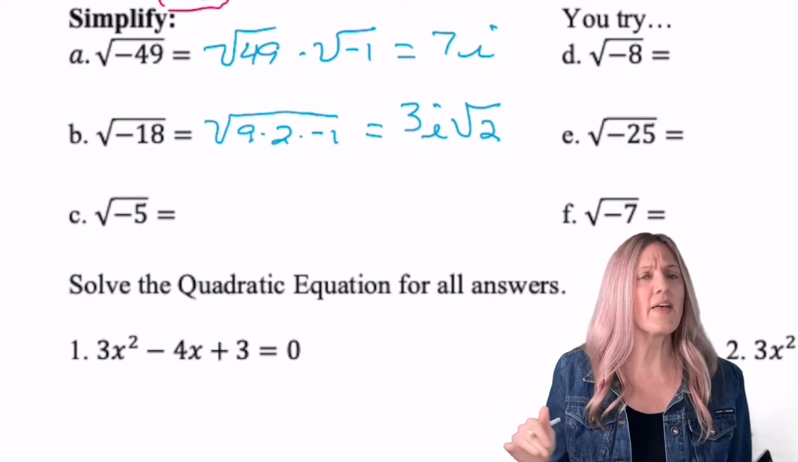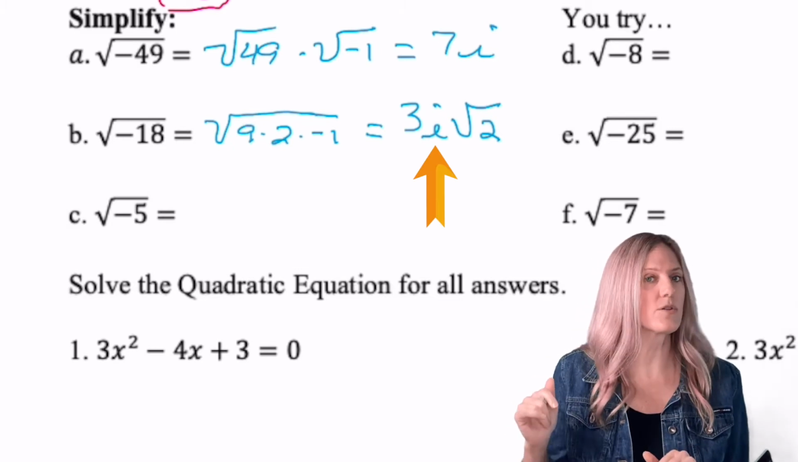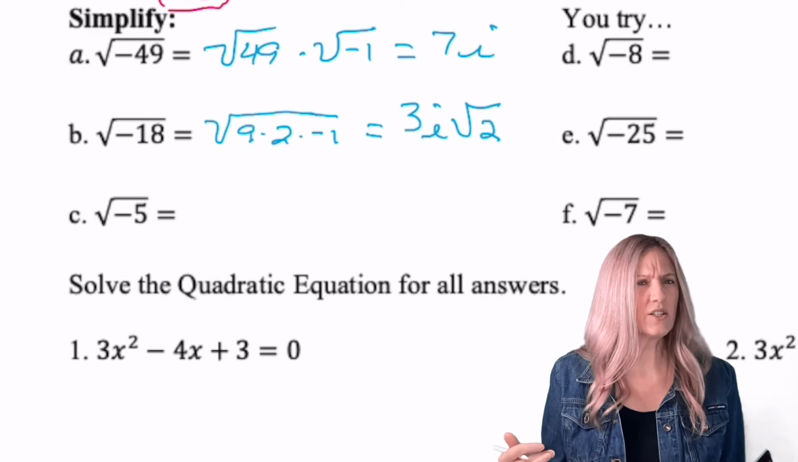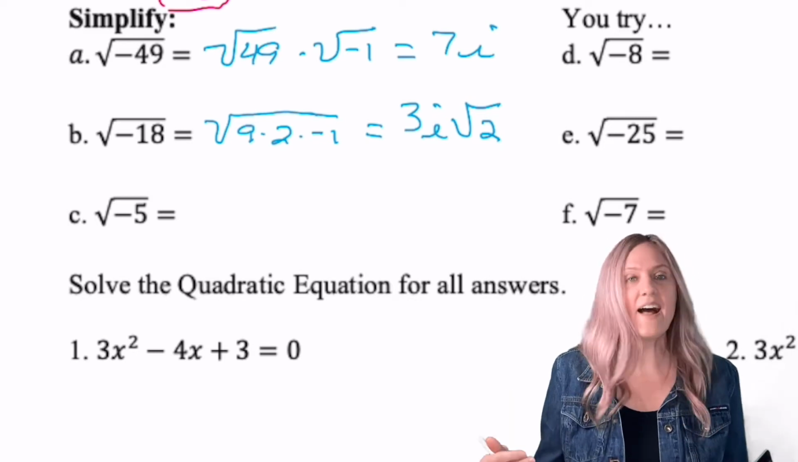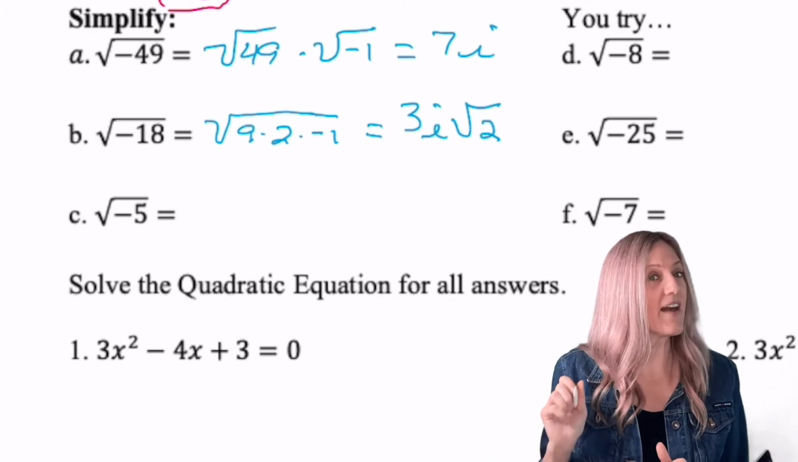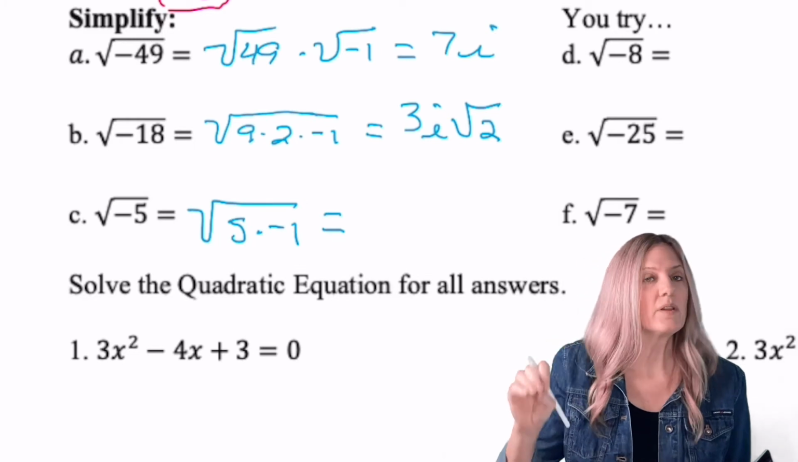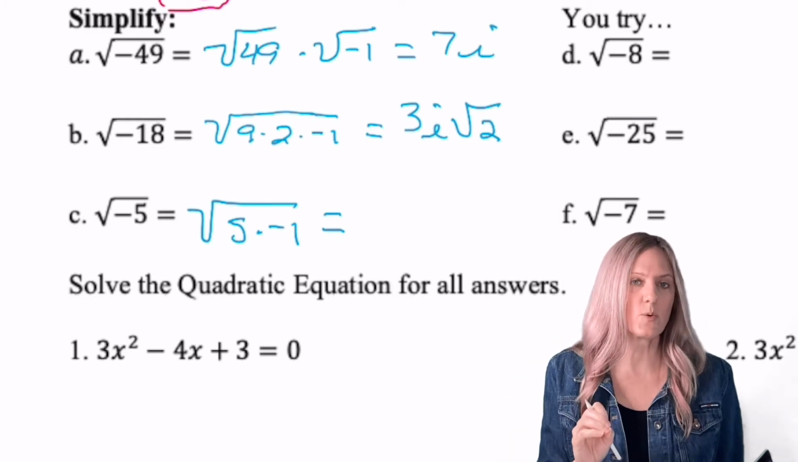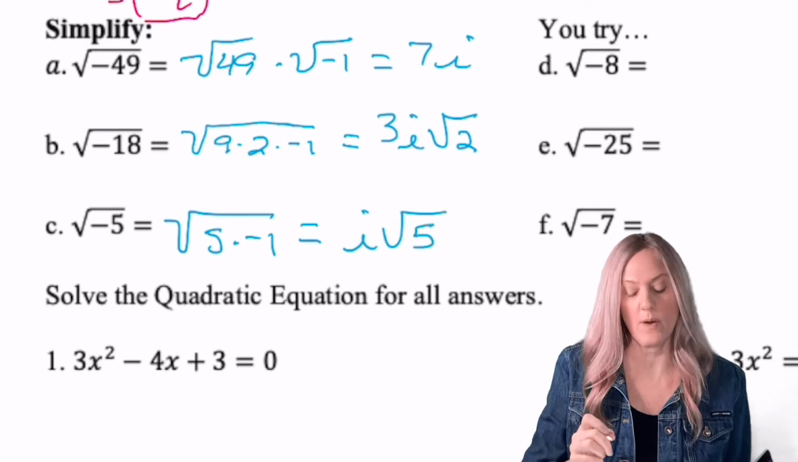Really important to pull that i next to the 3 so it does not look like it's under the radical. Last, take a look at square root of -5. Square root of -5? 5 isn't a perfect square. We're just going to have to leave it. But what about that -1? We can pull it out. Once again, when we write this, put the i in front of the square root so that it doesn't look like it's possibly underneath the square root sign.